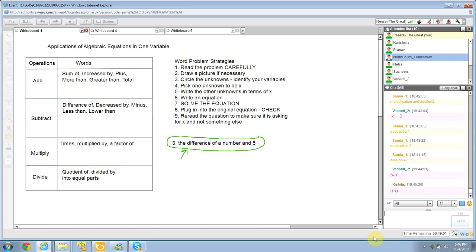Okay, so that's a good step. But 3 is not division. Look here. Where do you see the word difference in one of these 4? And that'll give you a clue.